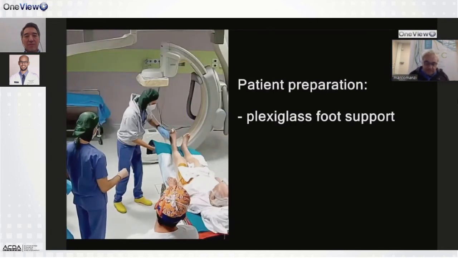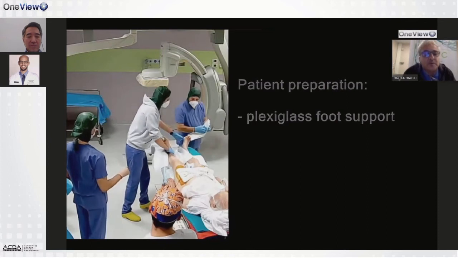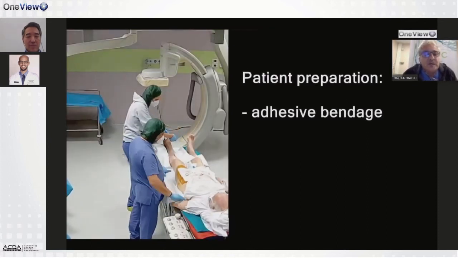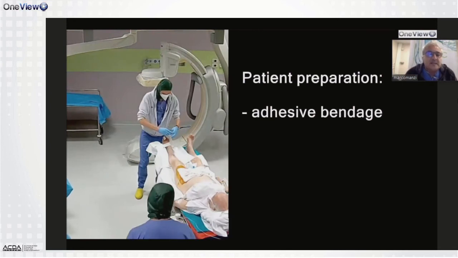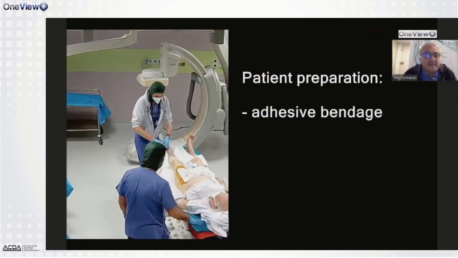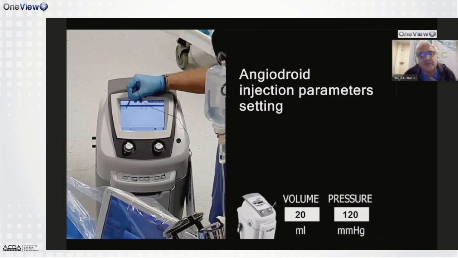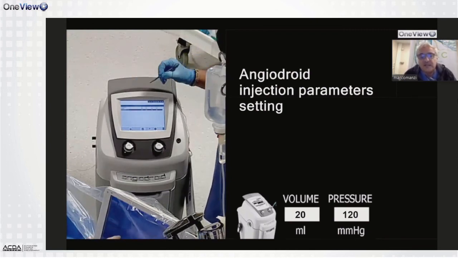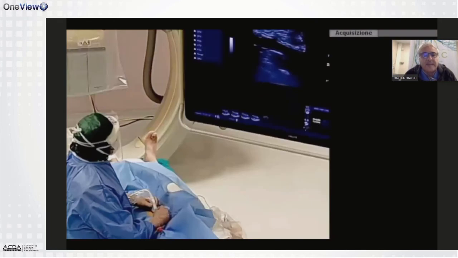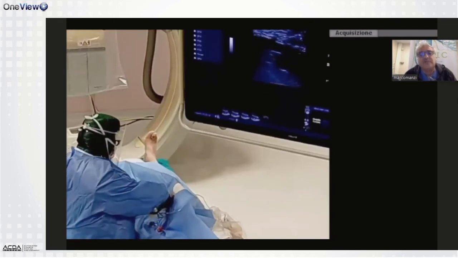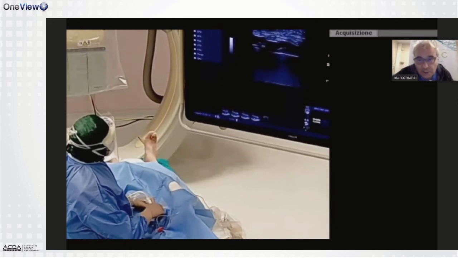This is the way we prepare the patient every day, to try to make the patient more comfortable during the procedure, helping the patient keep the foot steady. There is a plexiglass support, and we bind the foot with some adhesive bandage. This is the standardization of the procedure we use in most patients. The parameters are 120 mmHg pressure with just 20 ml of volume, directly from the sheath. We use, as you probably know, a 6 French Terumo short sheath, 11 centimeters.